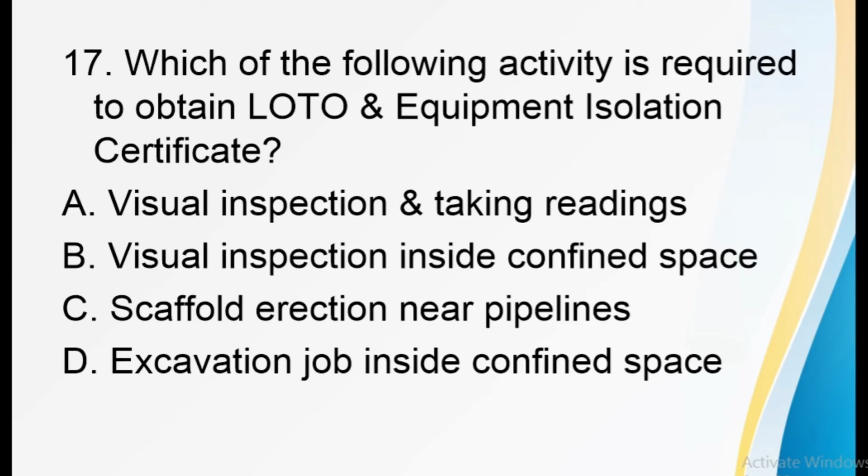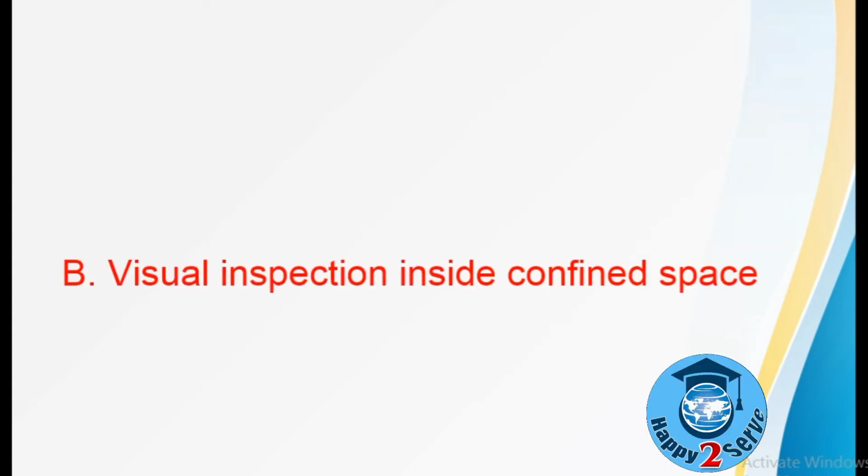17. Which of the following activities is required to obtain a LOTO and equipment isolation certificate? A. Visual inspection and taking readings. B. Visual inspection inside confined space. C. Scaffold erection near pipelines. D. Excavation job inside confined space. Answer: B. Visual inspection inside confined space.